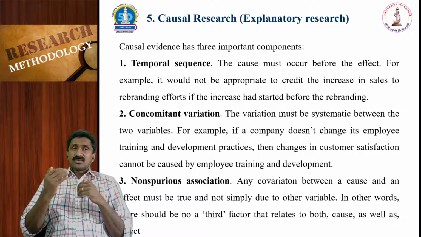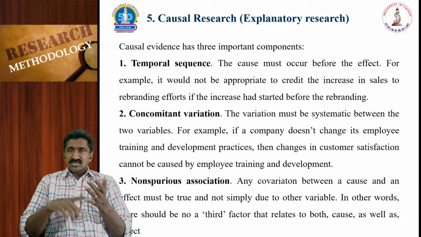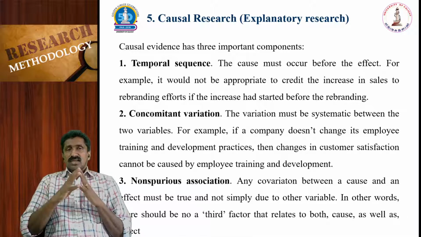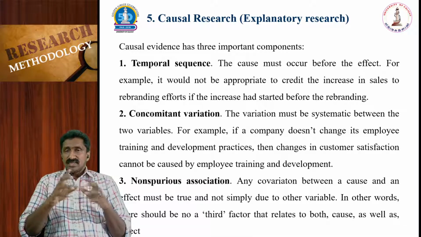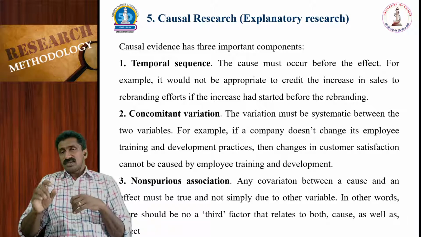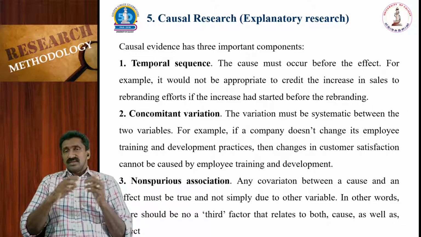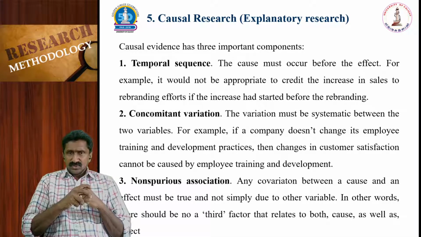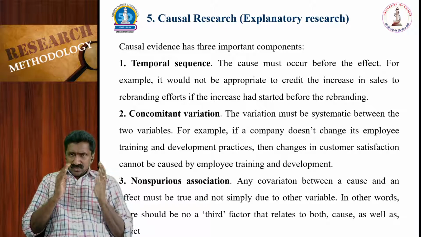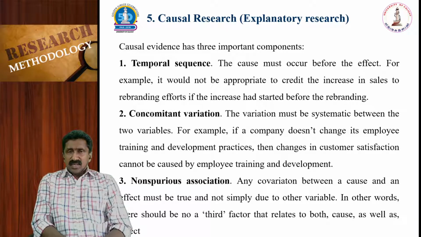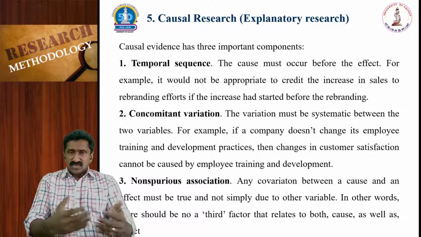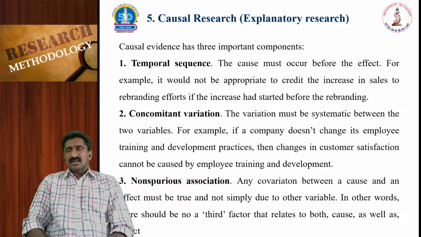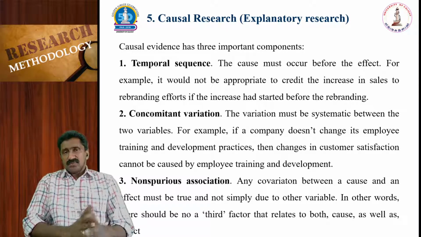Another one, concomitant variation. The variation must be systematic between two variables. For example, if a company doesn't change its employee training and development practices, then changes in customer satisfaction cannot be caused by the employee training and development. It is another example. So here, if the company doesn't change their policies or practices on employee training, customer satisfaction cannot be connected with that particular event.